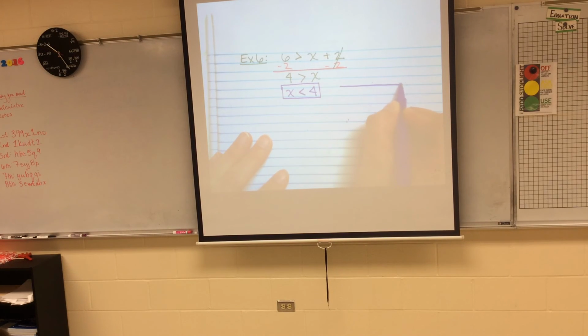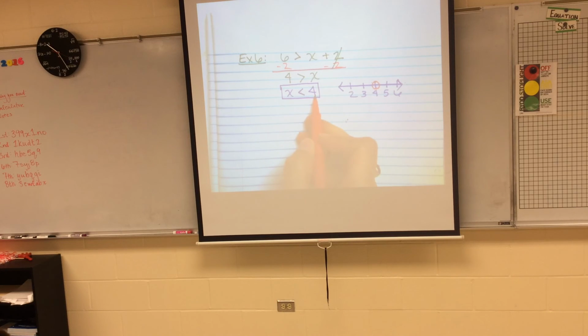So if I draw my number line, I'm going to put 4 in the middle. 5, 6, 3, 2. So I'm going to start at 4. Is it going to be open or closed? Open. Am I going to shade to the left or to the right? Left, because it says x is less than 4.